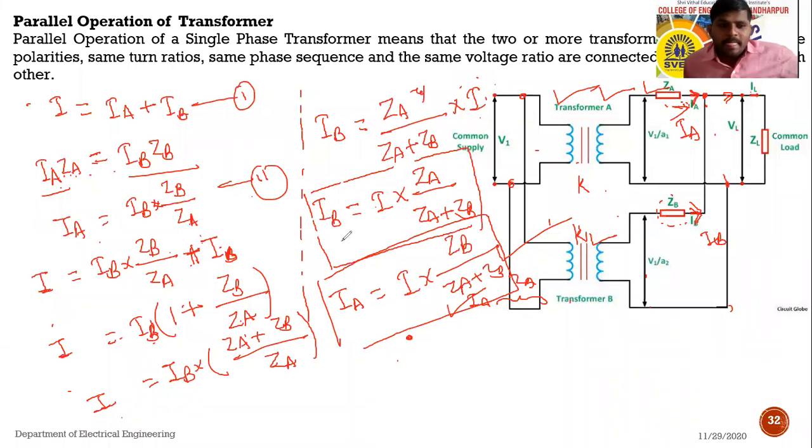Okay, see. We have calculated the current shared by each transformer. It should depend upon the impedance of the transformer. So IA, that is the current shared by transformer A, is equal to the total load current into the opposite transformer impedance. That means transformer B impedance divided by the sum of the impedance of both transformers. Okay, so this is the current shared by each transformer.